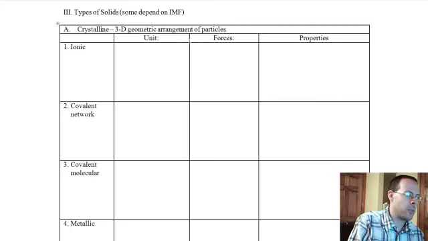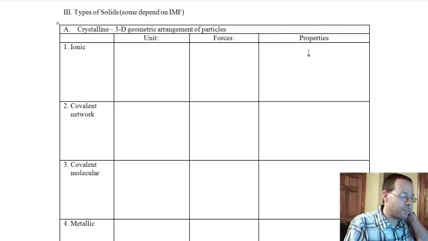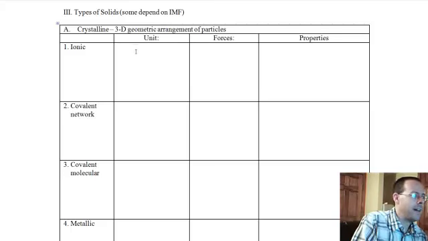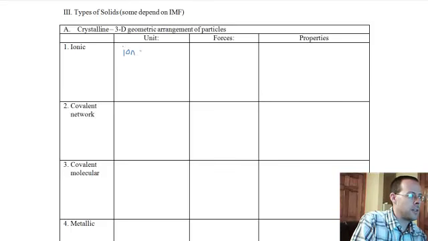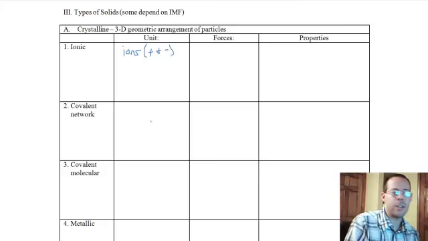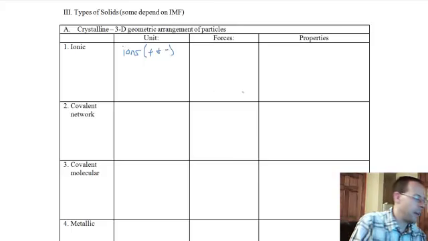So, ionic. We're just going to separate this into units, kind of ranges of forces, how strong they are, and then some various properties. An ionic compound obviously is made up of ions, so a positive and a negative. Cations are positive, anions are negative.